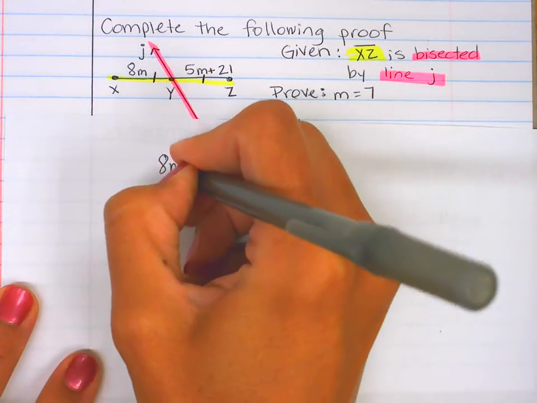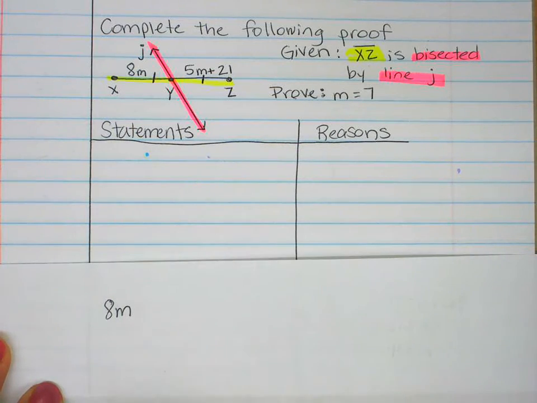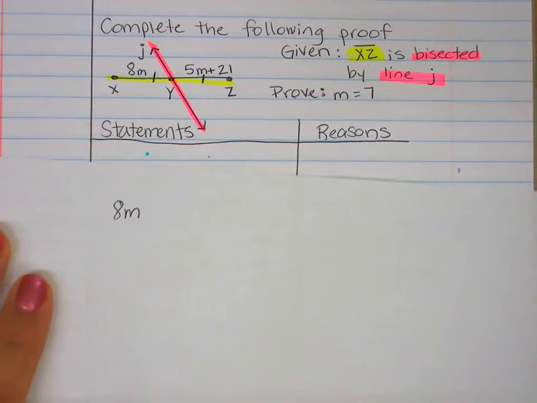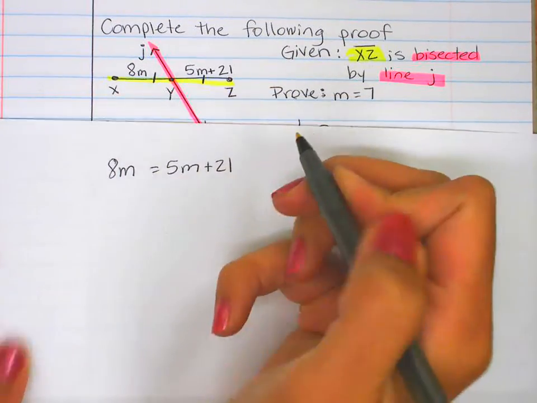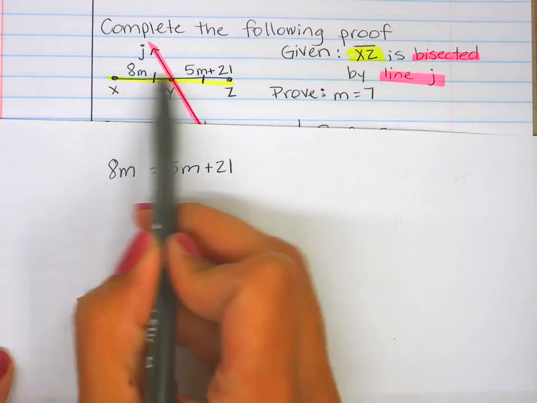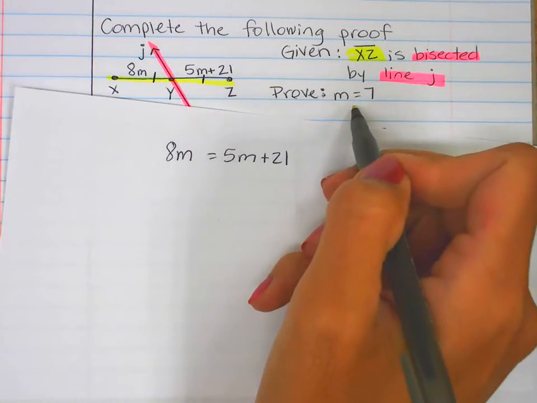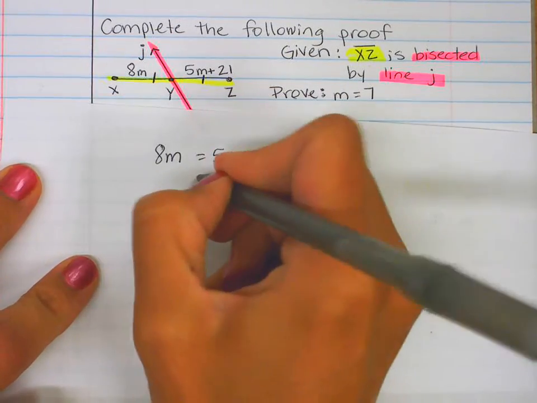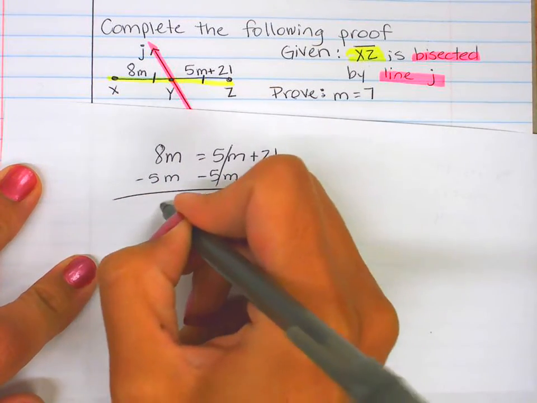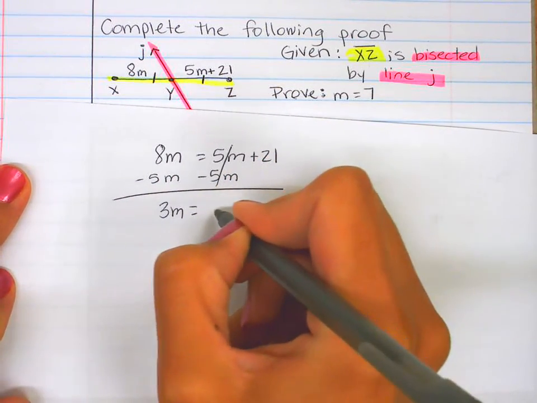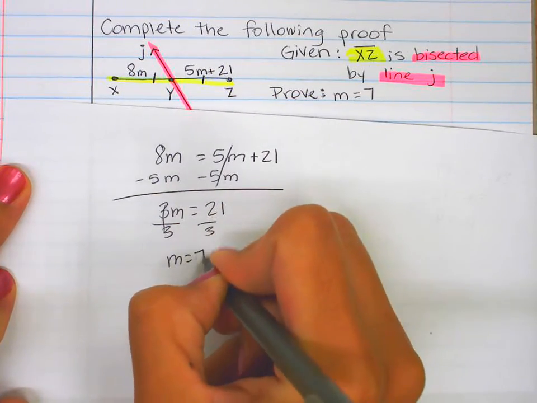Because remember, I told you guys, when you actually write the proof, it's formal, like an essay when you turn in the final draft. You want it to be nice and neat and clean. So I'm thinking that since it's a bisector, these are two congruent segments, they have equal measure. Let me solve this and see if I do get 7. And then I'll know I'm on the right track. I just have to write it out. So I would subtract 5M to get the M's on the same side. 3M equals 21. Divide by 3. M equals 7. Oh, it worked.